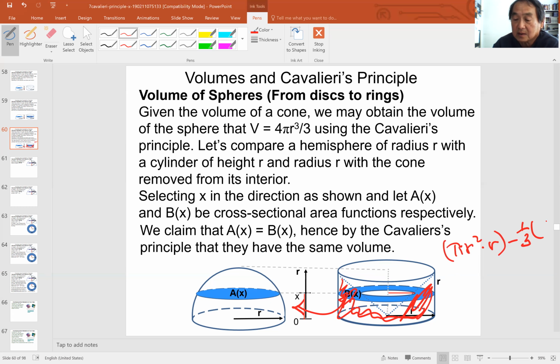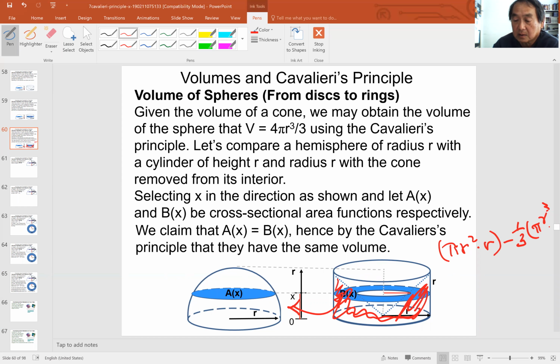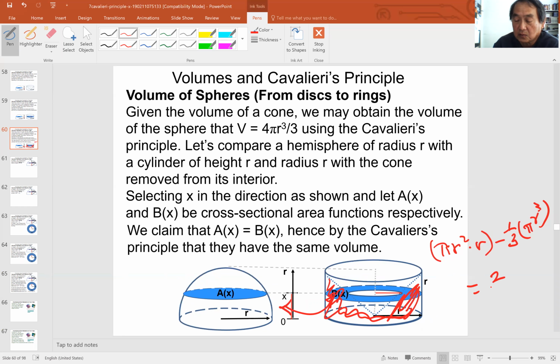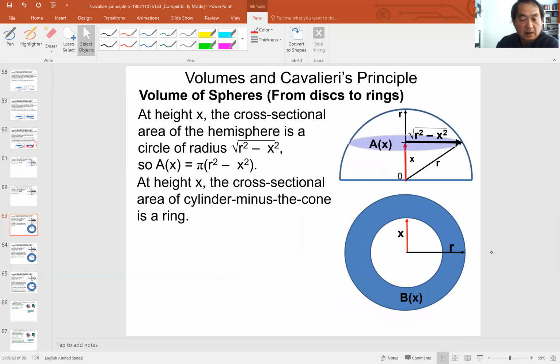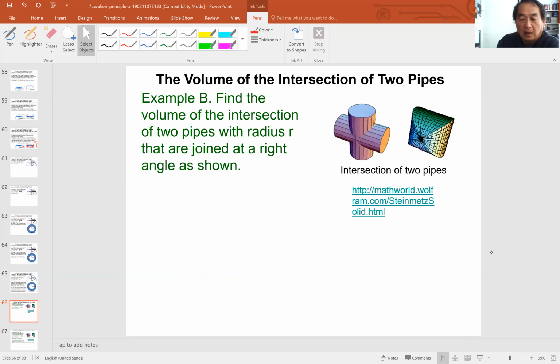Okay, 1/3, and this is pi r cubed, if you like. The cone is 1/3 of that. So what's left is 2/3 pi r cubed. And that's half of a sphere. So the entire sphere is 4/3 of pi r cubed. Okay. That's basically the calculation.